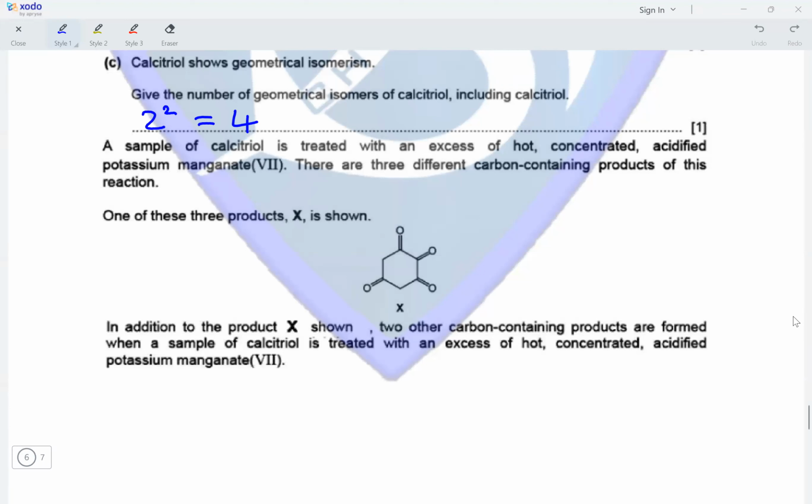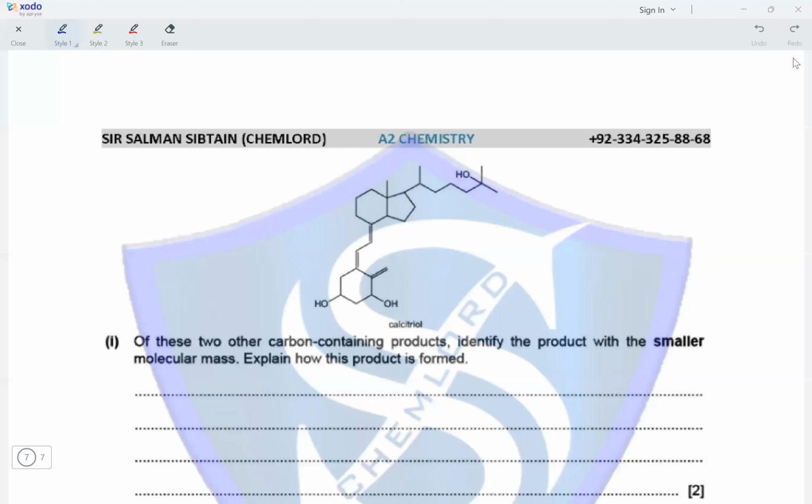A sample of calcitriol is treated with an excess of hot concentrated acidified potassium manganate 7. There are 3 different carbon containing products of this reaction. One of these 3 products, X, is shown. In addition to the product X shown, two other carbon-containing products are formed. Of these two other carbon-containing products, identify the product with the smaller molecular mass. Explain how this product is formed.